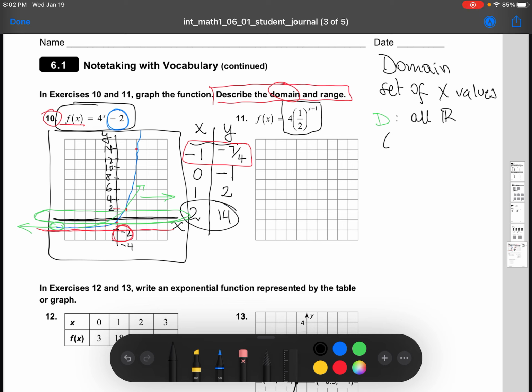Or we can represent it as an interval that starts at -infinity and ends at infinity, meaning that I am covering all the real numbers. Now, if we want to talk about the range, now remember the range is the set of the y values or the outputs.